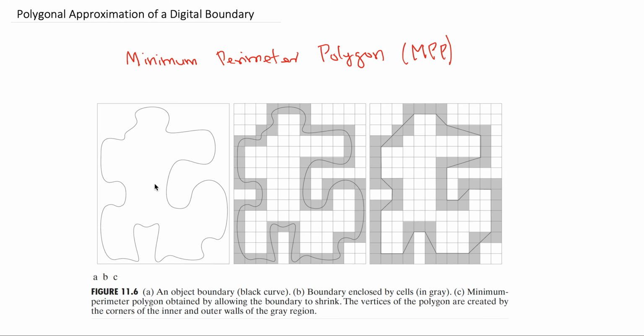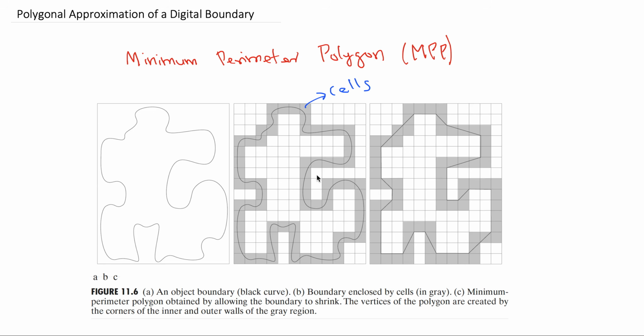In the first figure, I have a boundary of an arbitrary shape. In the second figure, a grid is superimposed over the first image, and we are finding a group of cells that encloses the boundary in the first image completely. So these are the cells. The one I have marked with a gray shade is a cell.